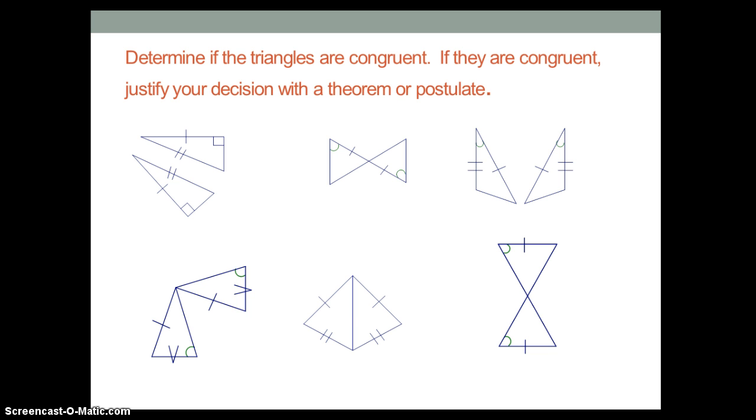Now if we look at the first triangle, we have right triangles, and the only one that deals with right triangles is the HL theorem. So we look, do we have the hypotenuse and the leg? And we do. So this one is congruent by HL.